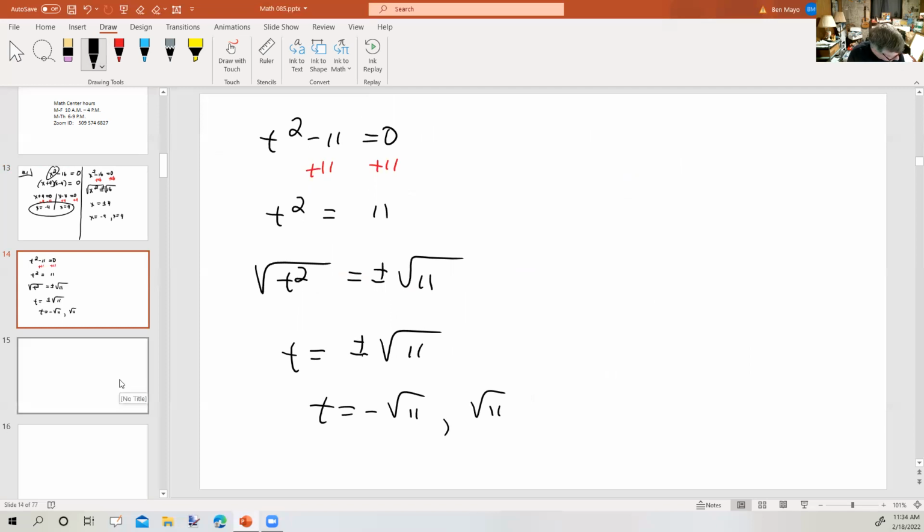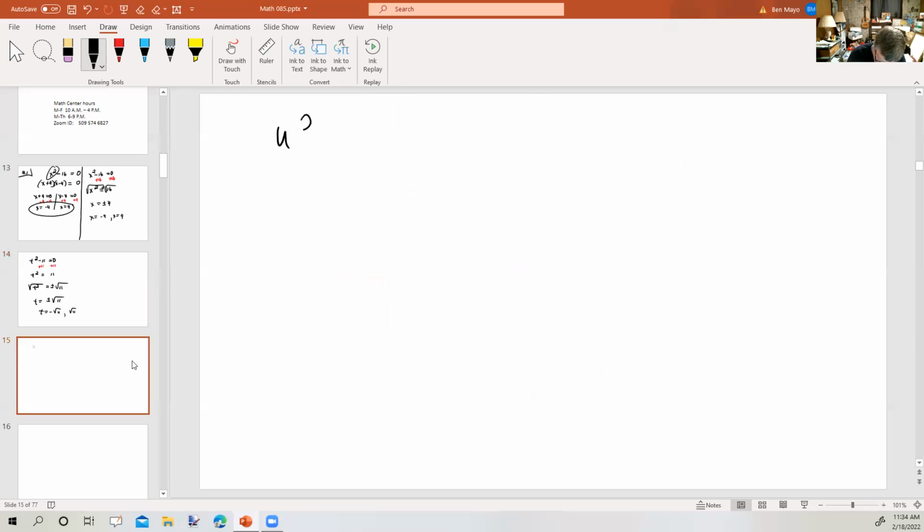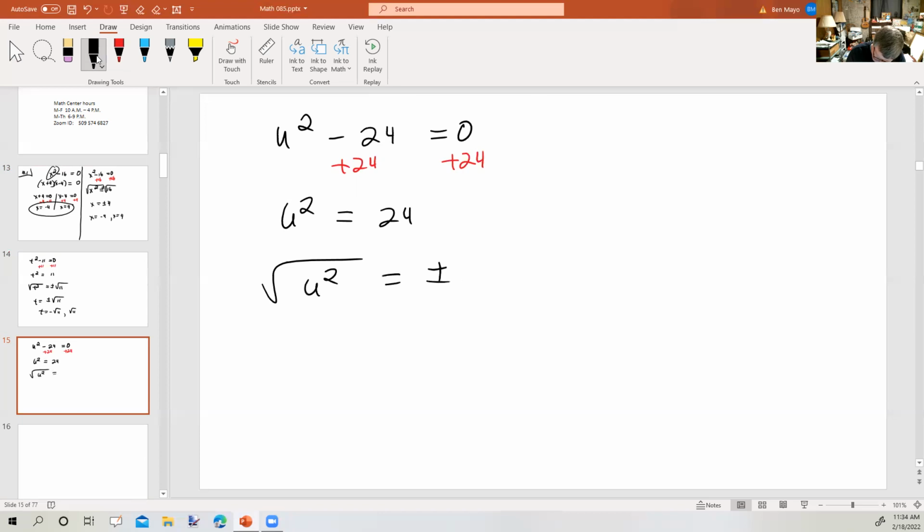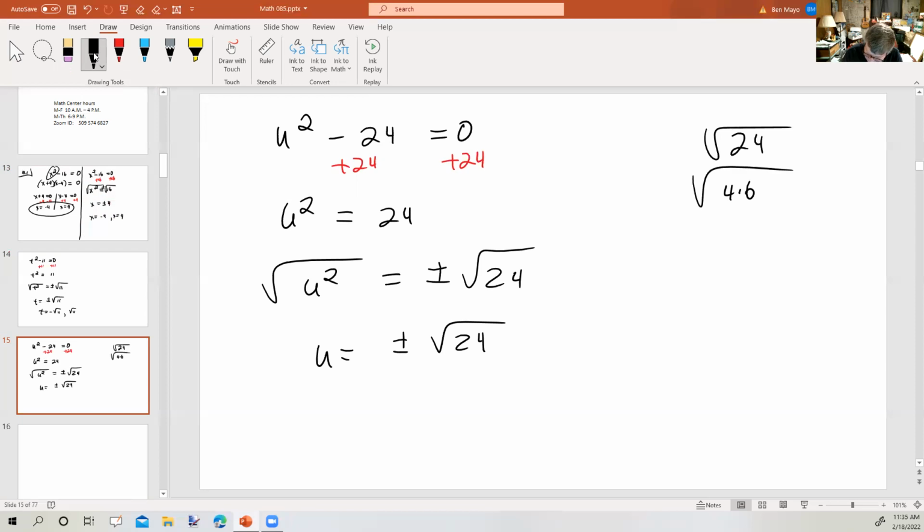Okay, let's say I've got u squared minus 24 equals 0. So I'm going to add 24 to both sides of the equation and I get u squared equals 24. Then I'll take the square root of both sides of the equation, and I get u equals plus or minus the square root of 24. However, 24 is 4 times 6, so the square root of 24 is the square root of 4 times 6, which is 2 square roots of 6. So I will simplify it further and say u equals plus or minus 2 square roots of 6.